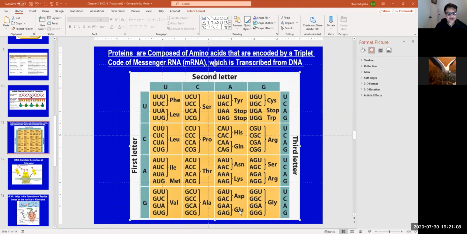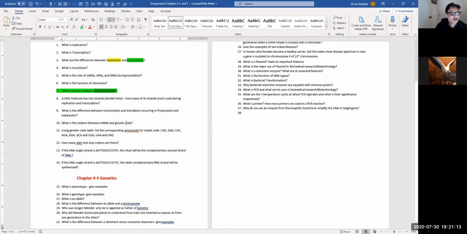So the question was, what is the relationship between mRNA and genetic code? So the relationship is that the genetic code tells or reveals the amino acid that corresponds to triplet ribonucleotides. So each triplet of ribonucleotides on mRNA codes for a single amino acid. So that's the relationship. Now here are some examples.